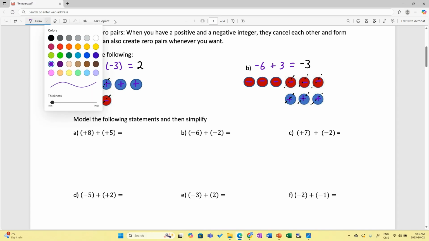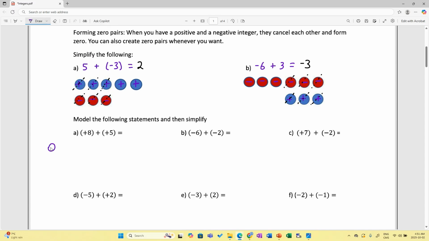I'm simply going to draw these out. So I have 8 positive circles. They're not drawn to scale, just 8 positive circles. I'm going to add on 5 positive circles. Now, for my answer of 8 plus 5, you guys know the answer. It's just going to be 13.